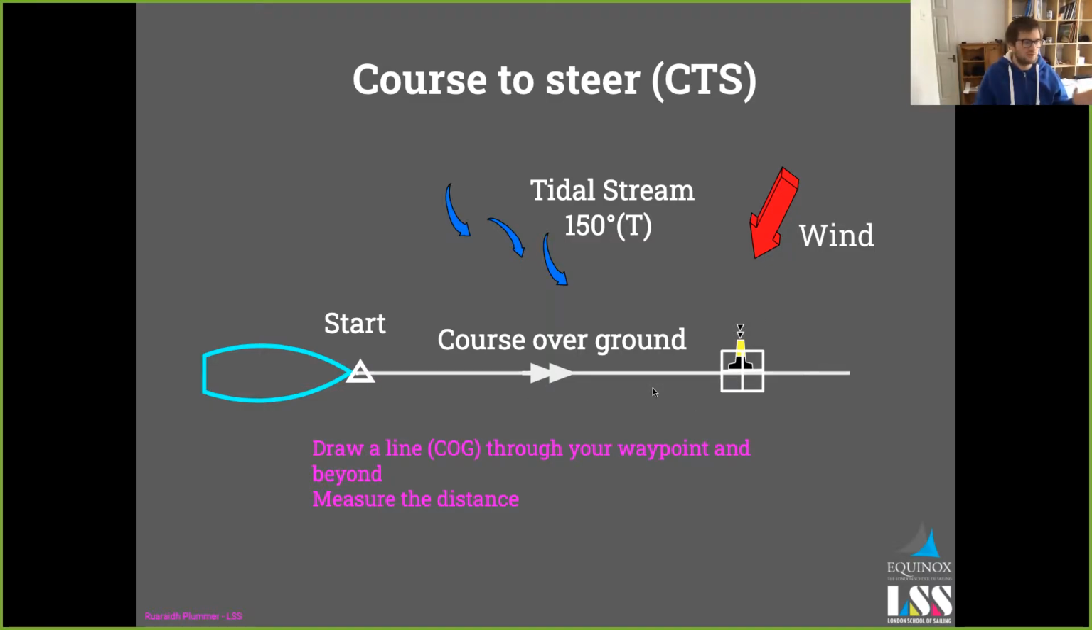So at the end of our course to steer, the boat will travel along that line. It's unlikely to be pointing directly along that line, but it's going to be travelling along that line, depending on the tide, wind, etc. The key point is that this is deliberate: I've drawn my line through the waypoint and gone beyond it on purpose, because it's normally useful to have it too long, and that will become apparent shortly.